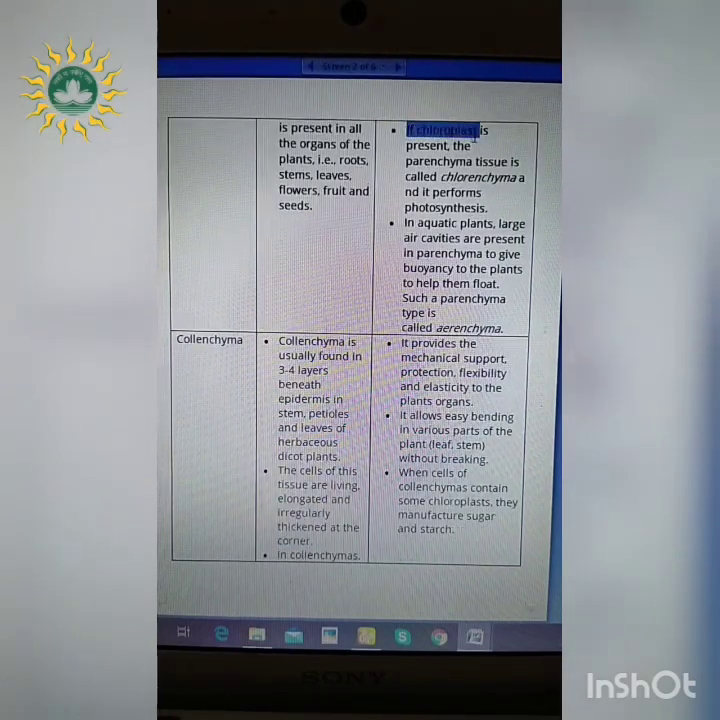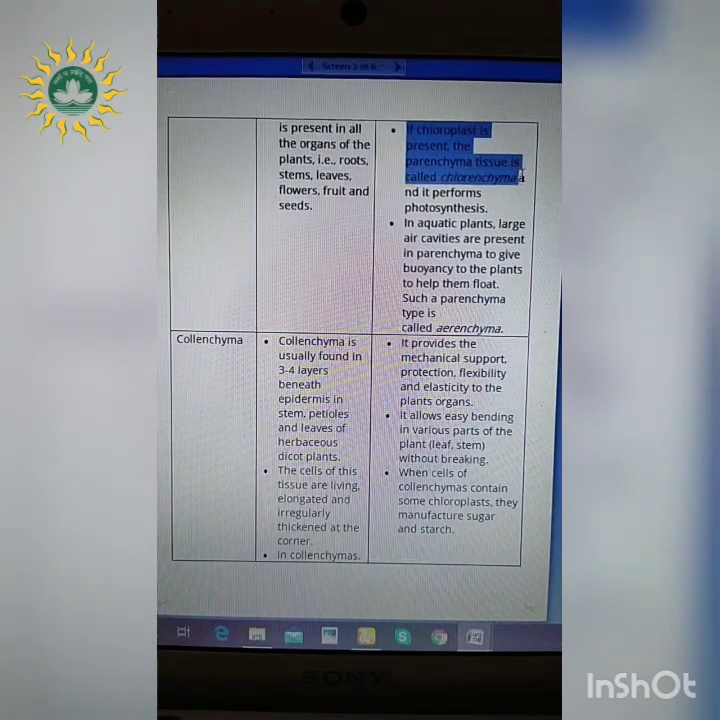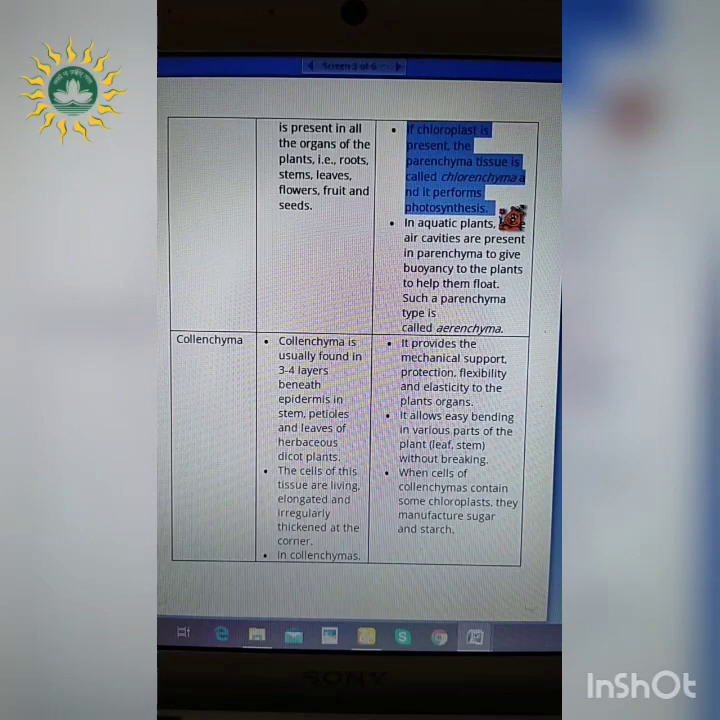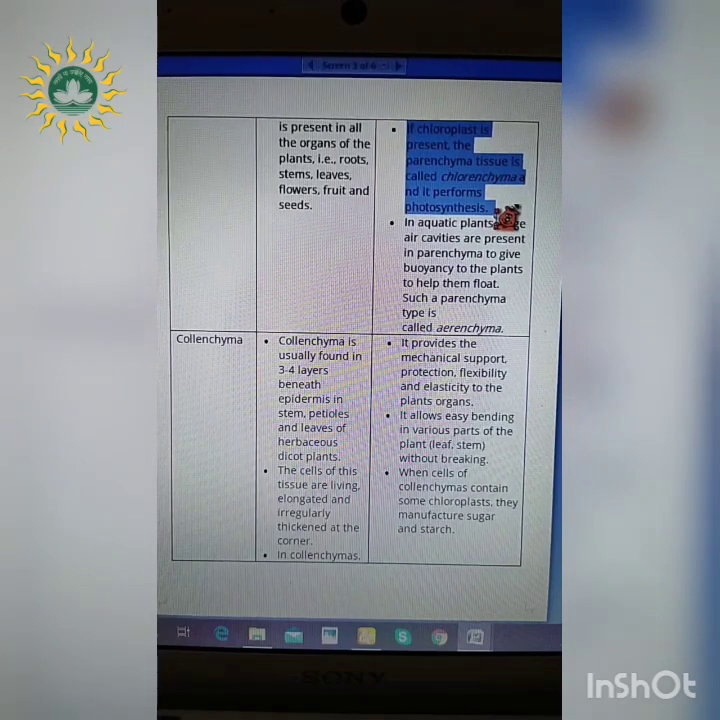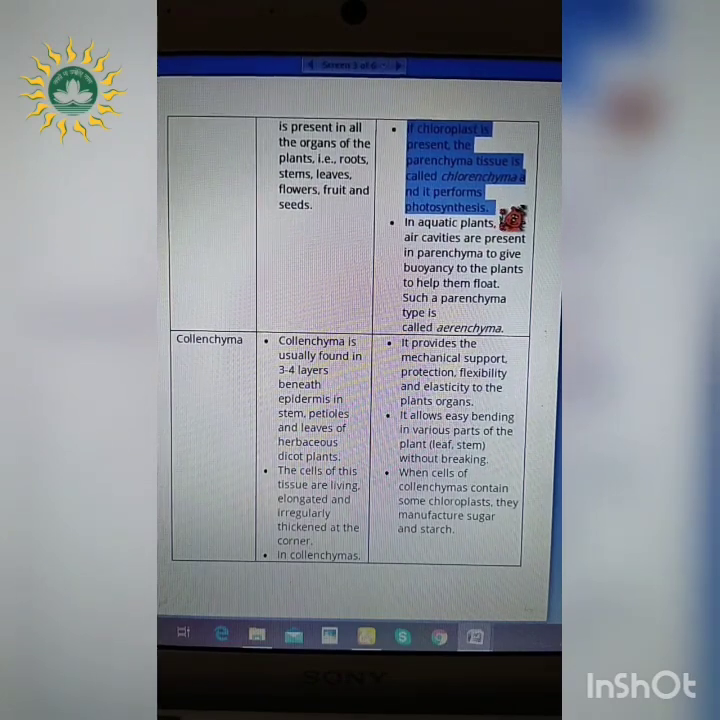If chloroplast is present, the parenchyma tissue is called chlorenchyma and it performs photosynthesis. So whenever it is seen that in the parenchyma tissue the chloroplast is present, it is referred to as chlorenchyma. And because chloroplast is present, it can easily perform what? Photosynthesis. That is the process of food making.